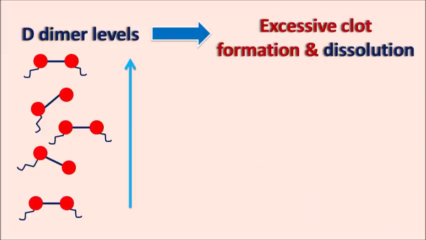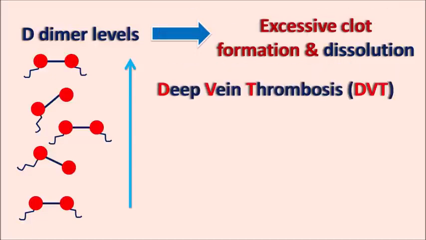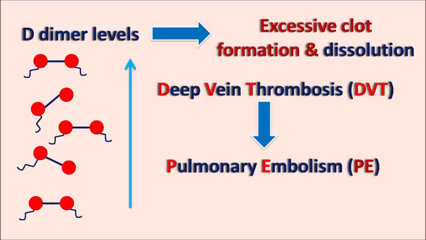One such clinical condition where excessive clot formation and dissolution is observed is deep vein thrombosis, commonly known as DVT. And this DVT can lead to another pathological condition, pulmonary embolism, commonly known as PE, where a small clot fragment blocks the capillaries, resulting in pulmonary embolism. Even the D-dimer levels may be excessively increased in conditions like stroke, where there is excessive formation of clot followed by dissolution. In all these conditions, D-dimer levels may be excessively increased.